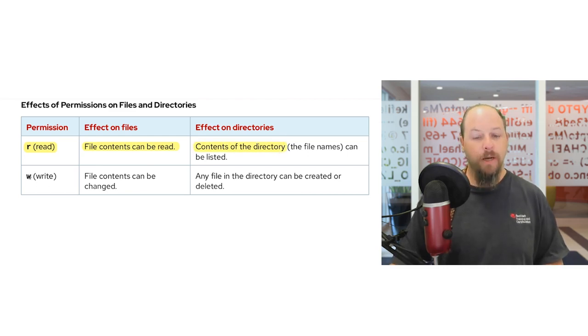The next permission is W. This is short for the write option. When a file has the W permission for your particular access, that means that the file contents can be changed by this user. When we're talking about the write permission on directories, that means that any file in the directory can be created or deleted from that location.